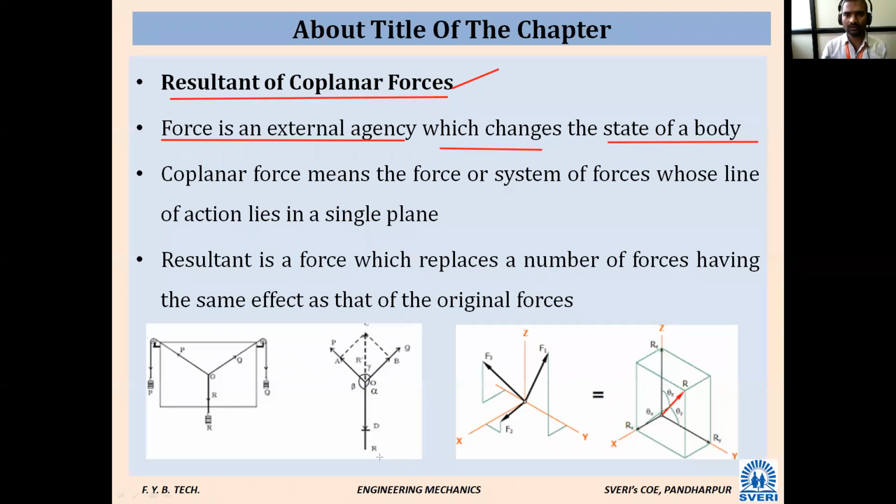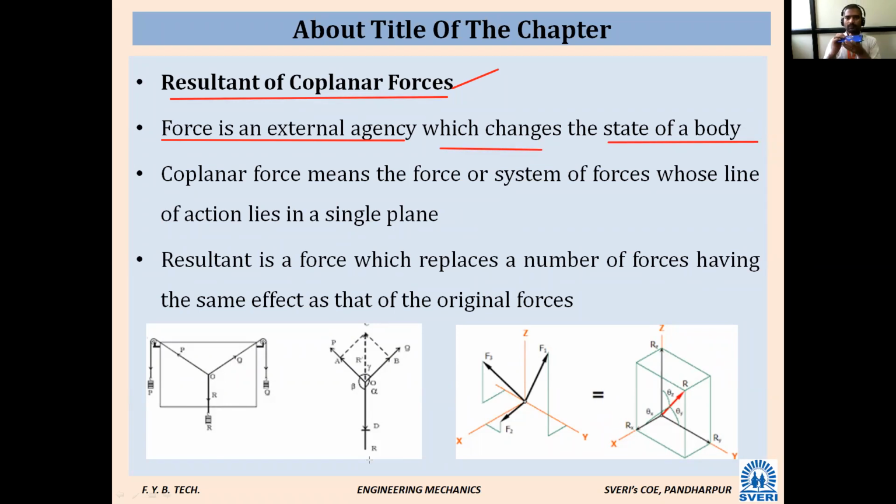Yes sir. Okay. So suppose think that this is one body. This body is in a static condition. Now, after applying an external force, its state has changed from here to there. The state is changed. What do we call this external agency? Force. Okay. Is it clear?